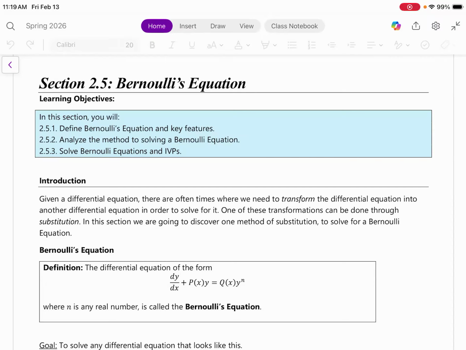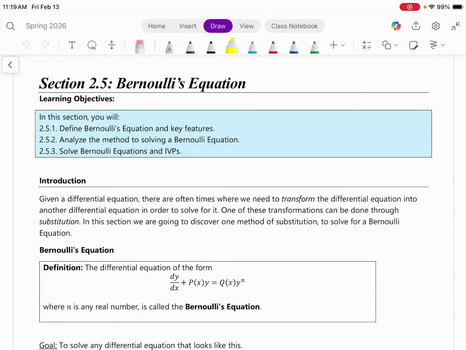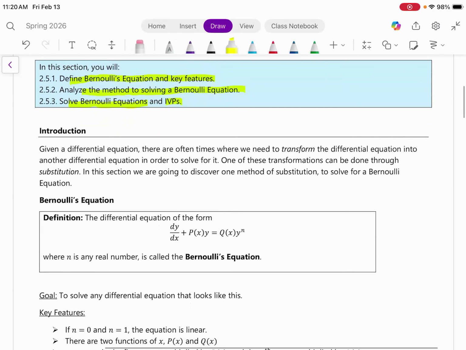So, our learning objectives for this section are going to be to define what a Bernoulli equation is and its key features. We're going to analyze the method to solving a Bernoulli equation. And then, of course, we're going to solve a couple Bernoulli equations and then check out an initial value problem. So let's go ahead and get acquainted with what a Bernoulli equation is.